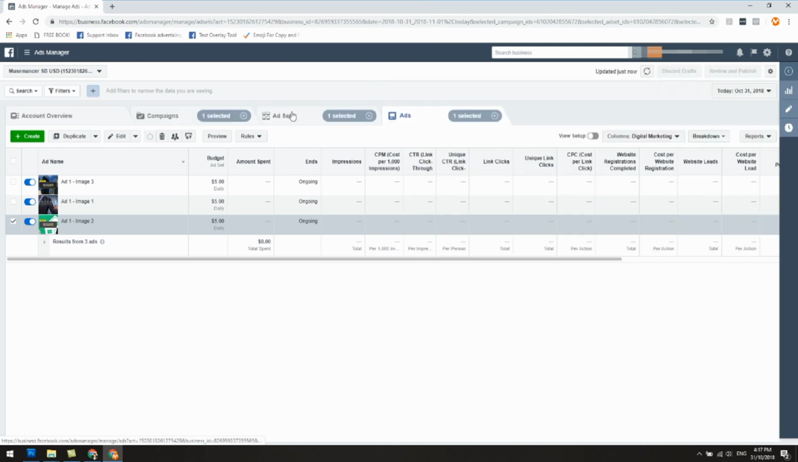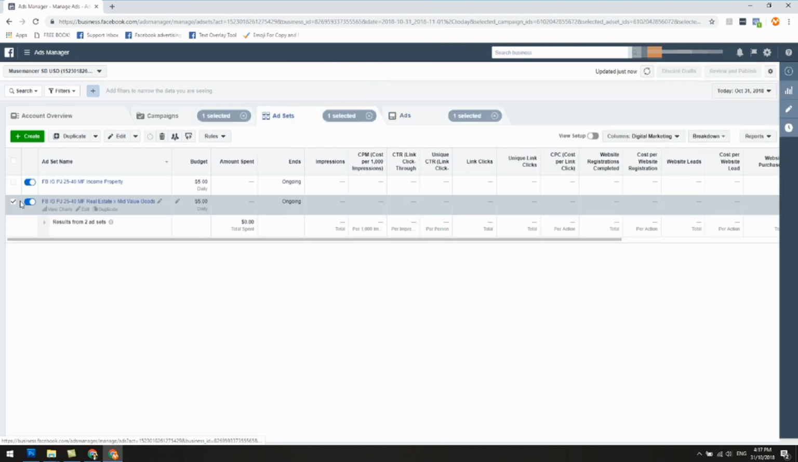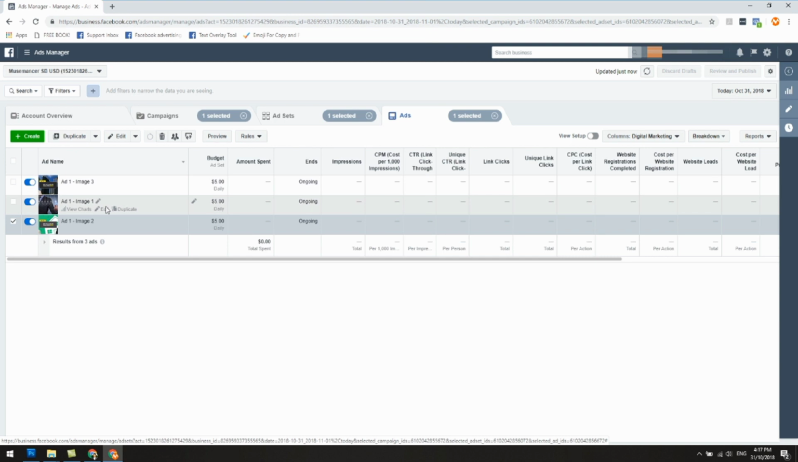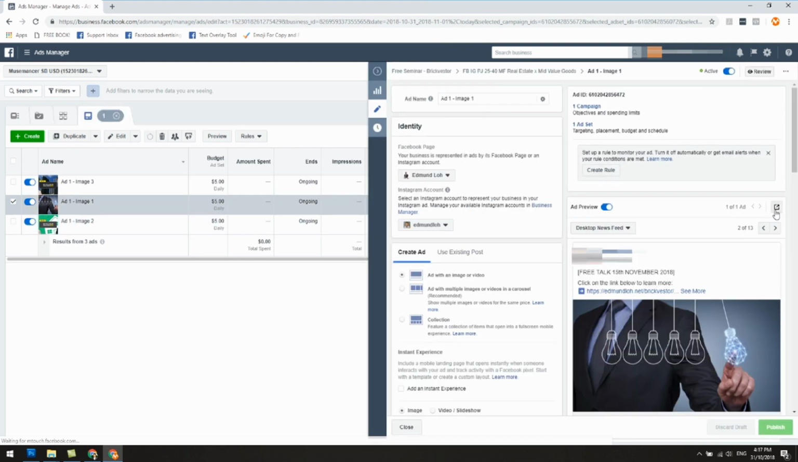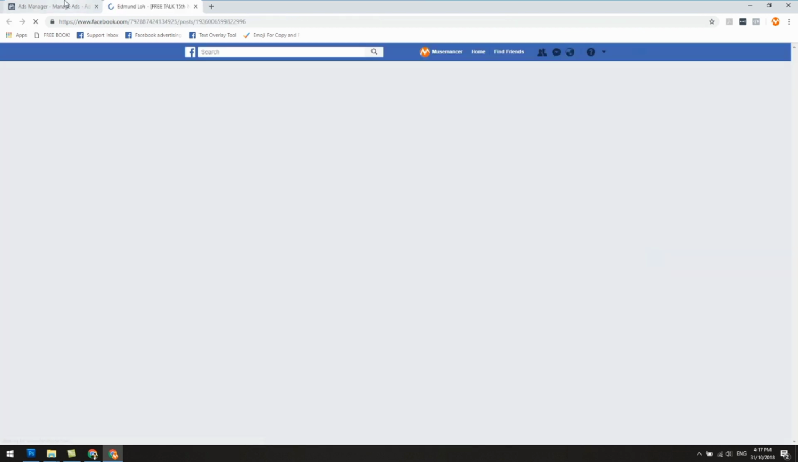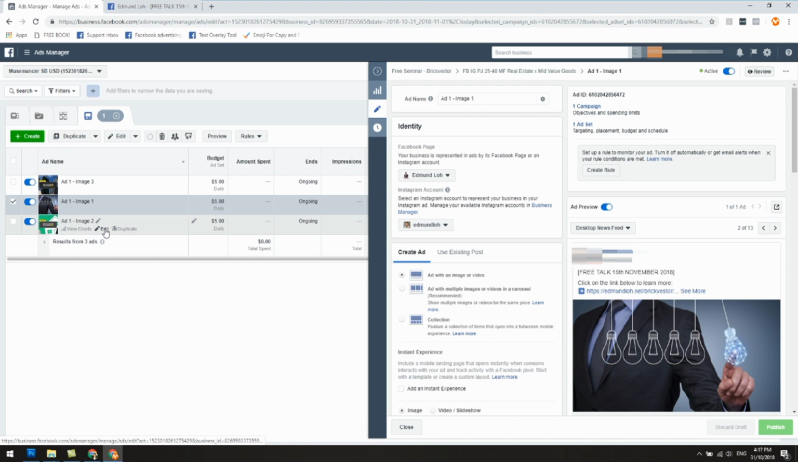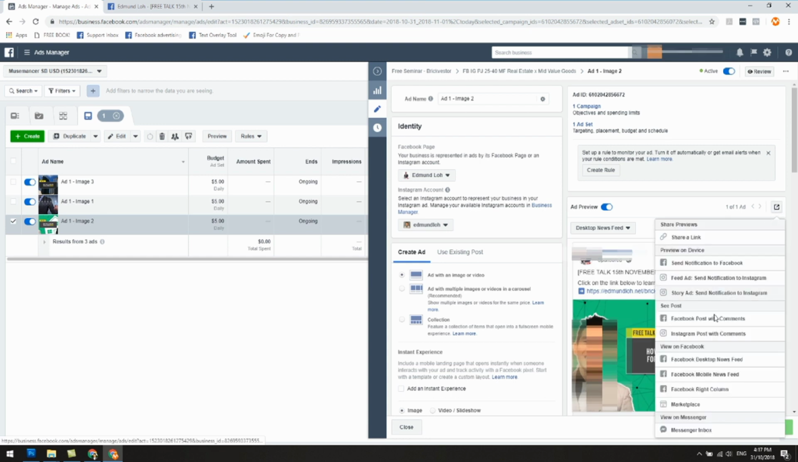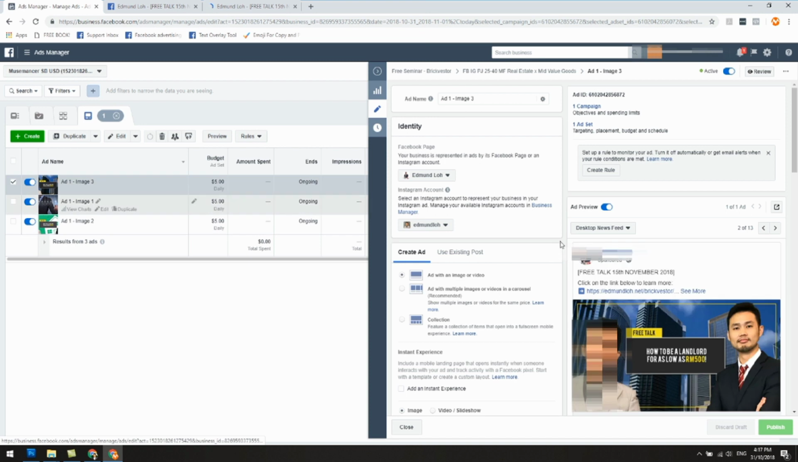From now on, what we're going to do is go to the original ad set you have created, and it's this one, and go to ads. Let's start off chronologically from first image ad number 1, 2, and 3. So let's go with the first one, and we're going to click on this icon over here at the ad preview. Click Facebook post with comments. It'll open in a new tab. Let's do the same for the other one as well, and also the other one. So there's a total of 3.